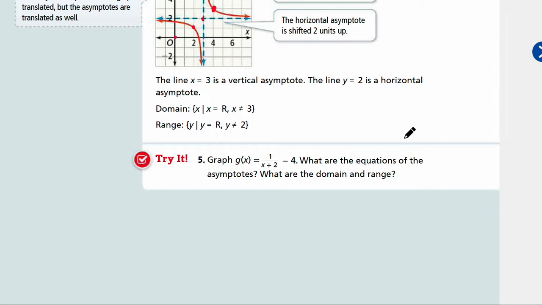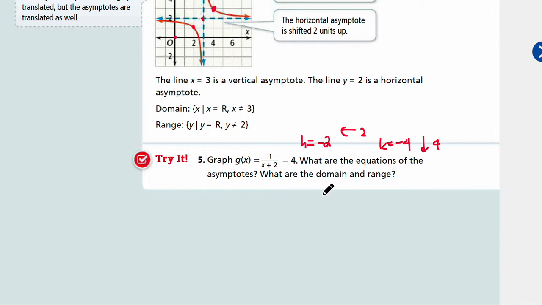Okay, are you ready? Yeah, so looking at our graph, can you figure out h and k? H, your horizontal translation, is -2, which means move left 2 units. And then k is equal to -4, which means move down 4 units.